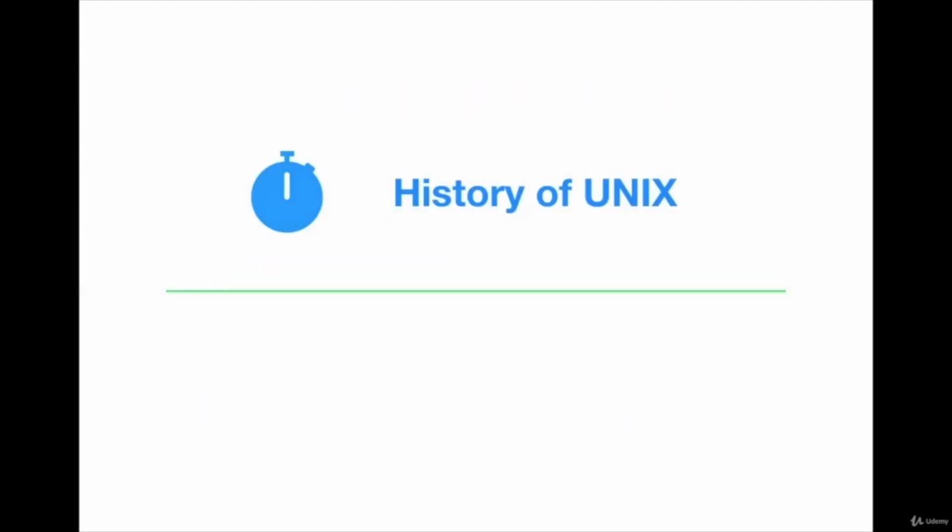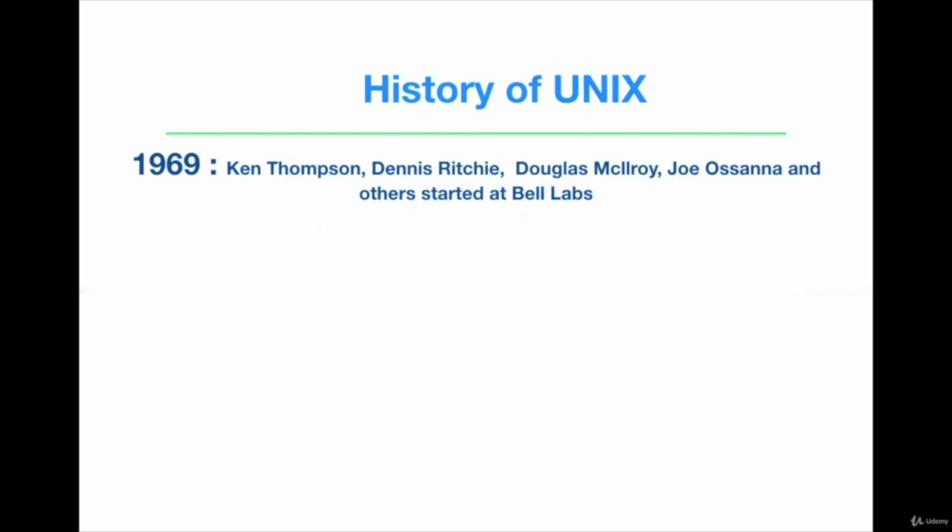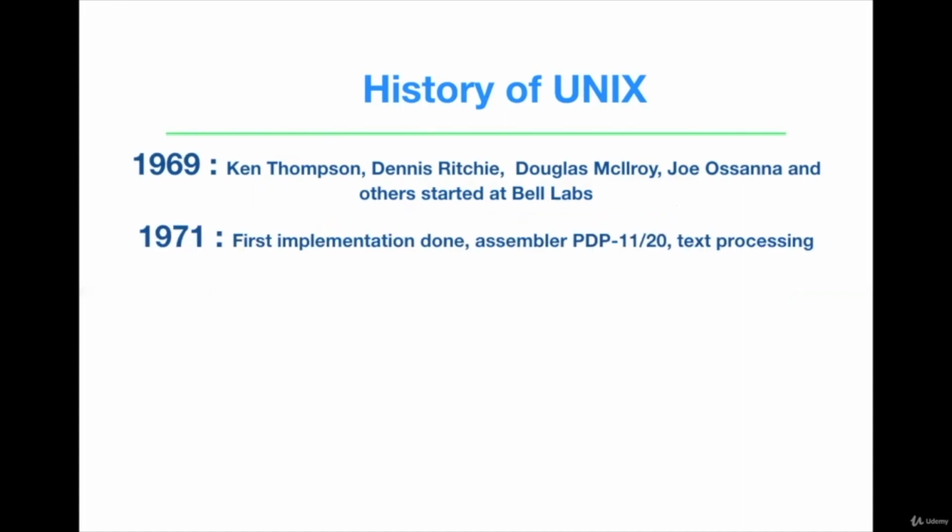History of Unix. Let's summarize the history of Unix in chronological order. In 1969, Ken Thompson, Dennis Ritchie, Douglas McIlroy, and Joe Ossanna started working on the little-used PDP-7 in a kernel at the Bell Labs, what was to become Unix later. In 1971, the first implementation was done. It had an assembler for a PDP-11/20. It was used for text processing.